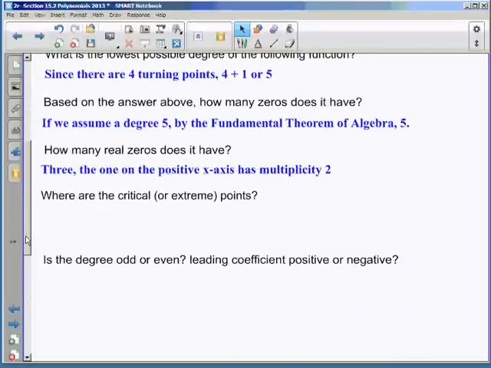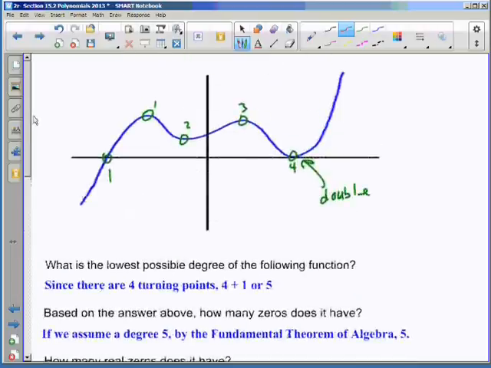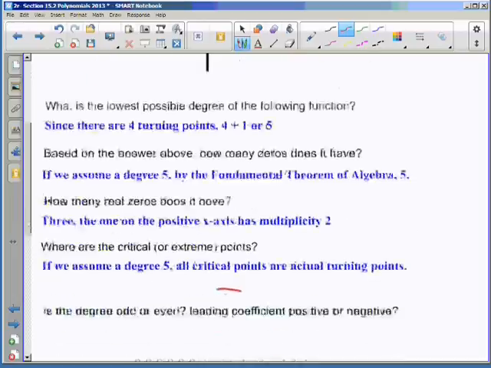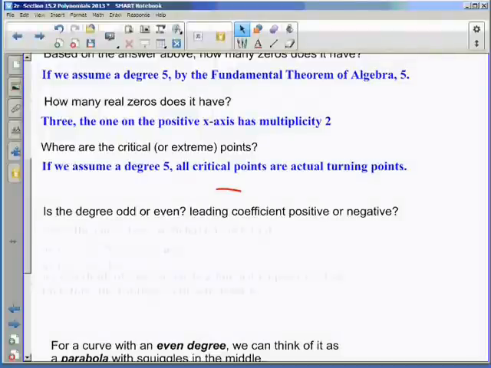And where are the critical or extreme points? Well, if we assume a degree 5, then all the critical points are the turning points. They're actually turning points, not inflection. So they would be, if I use this red marker here, they would be labeled the 1, the 2, the 3, and the 4. Those are our critical points. They're turning points. Is the degree odd or even? Is the leading coefficient positive or negative?